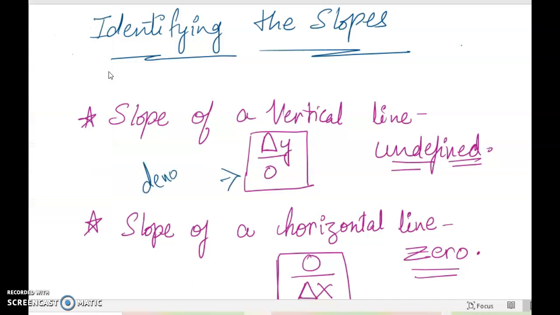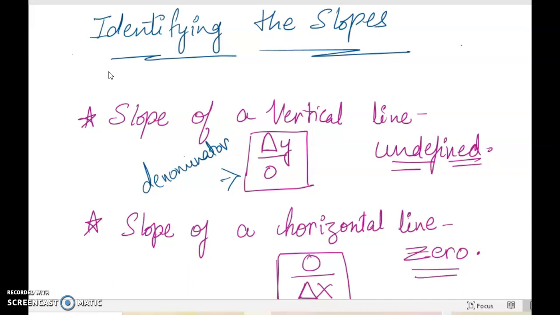A vertical line has an undefined slope. That is why, for a linear equation, we need to see whether a graph satisfies the vertical line test or not.